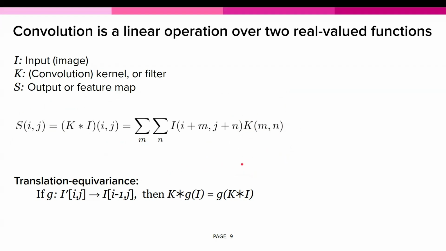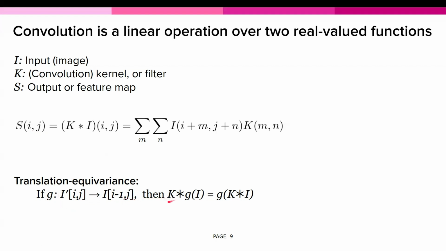Convolution has a nice property called translation equivariance. And this means that if we shift an object in the input image, this shift is also going to appear in the output feature map. So for example, if you apply a transformation function g that shifted every pixel of the input image I to the right by 1 pixel. So yeah, if you define some transformation that gives you some image I prime, that's the original image I with each pixel shifted 1 unit to the left.